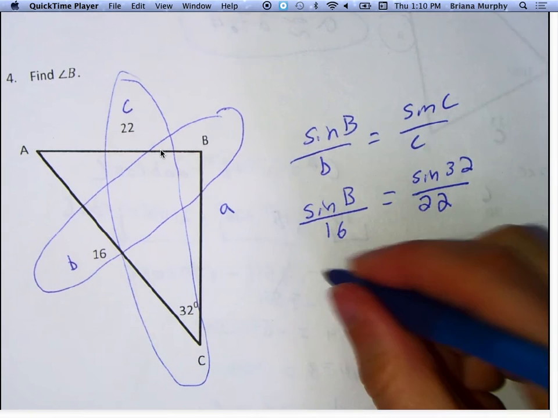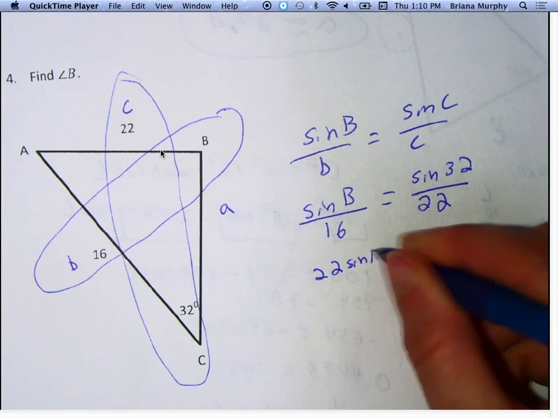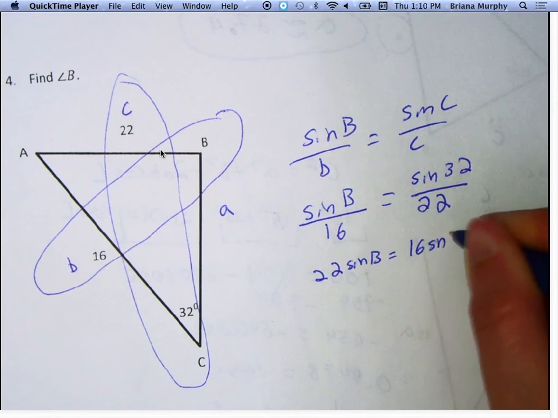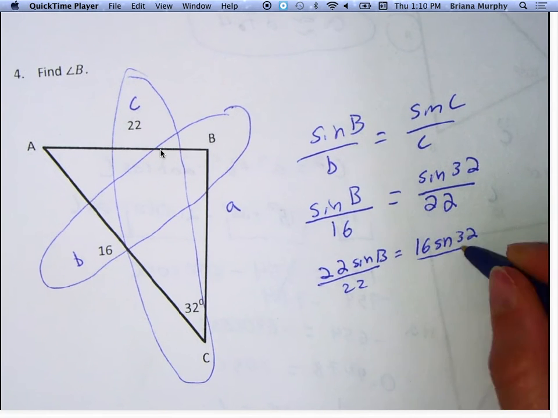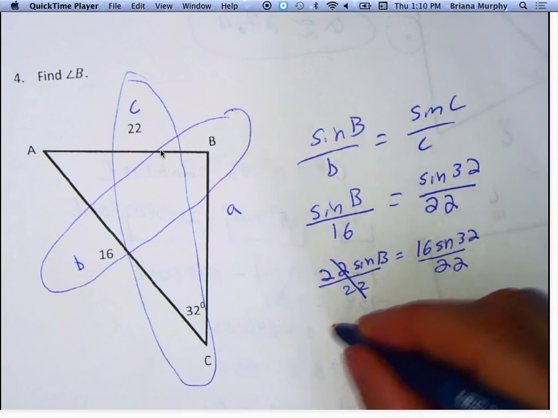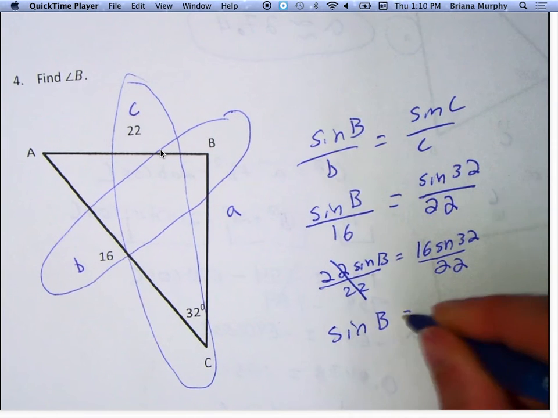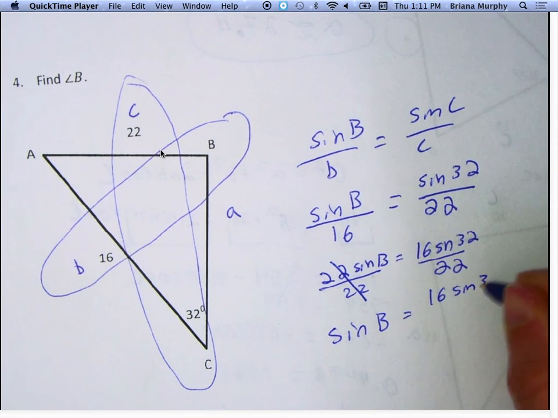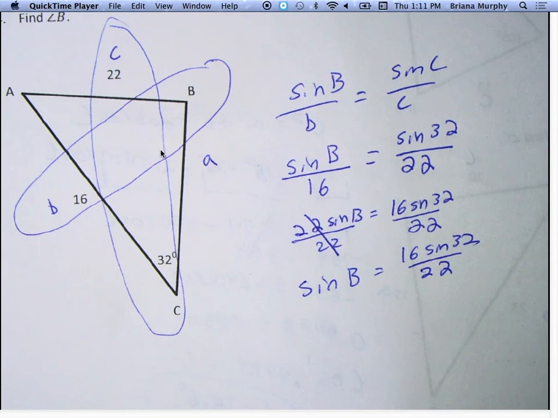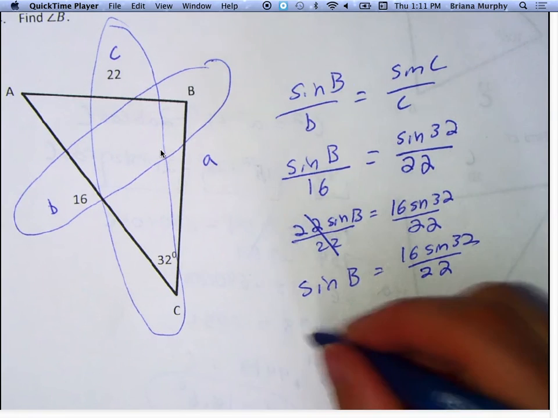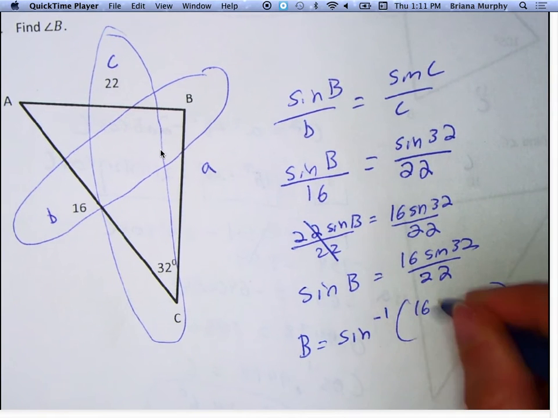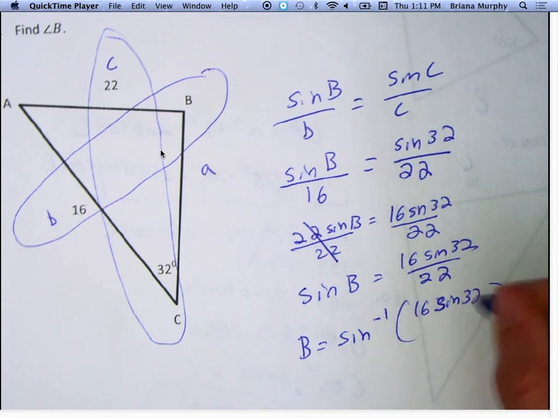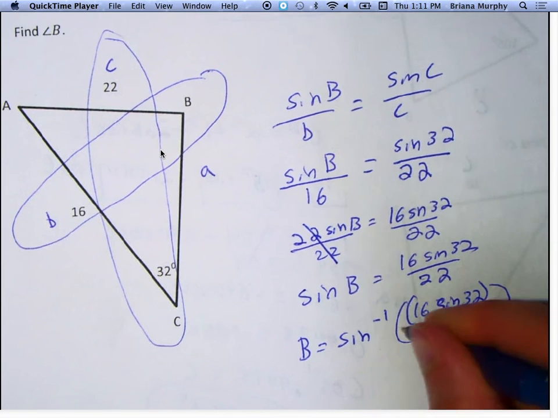Okay, so I get 22 sine B equals 16 sine 32. I divide that by 22, and I get something funky. I get sine B equals 16 sine 32 over 22. How do I get rid of a sine? Do the inverse. So I'm going to get B equals sine with a little -1, 16 sine 32, make sure we have parentheses around that, divided by 22.